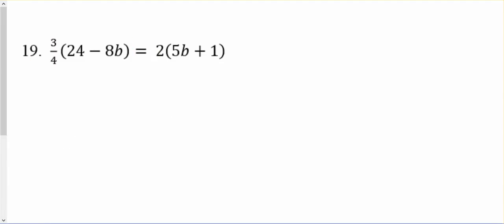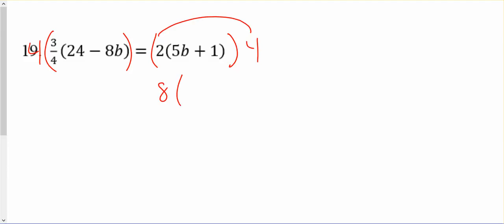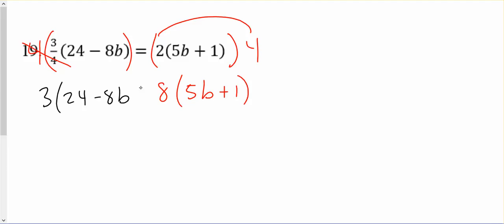19. Let's get rid of this fraction again. We'll multiply both sides by 4. Now when I multiply this right side, I just go to that 2. So this is 8 times the quantity 5b plus 1. The 4's simplify out. And I've got 3 times the quantity 24 minus 8b.